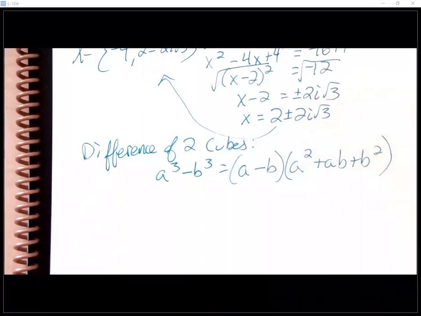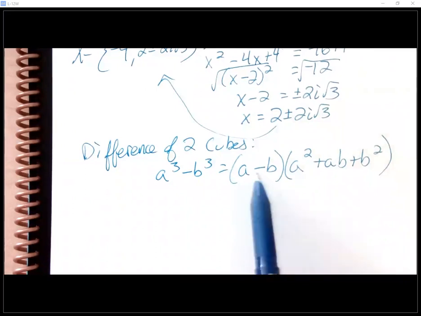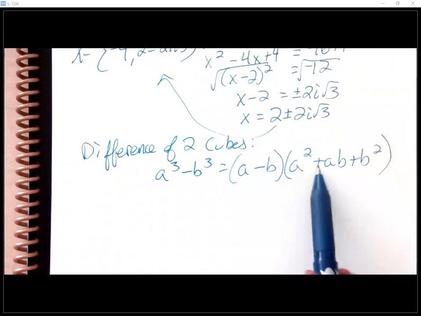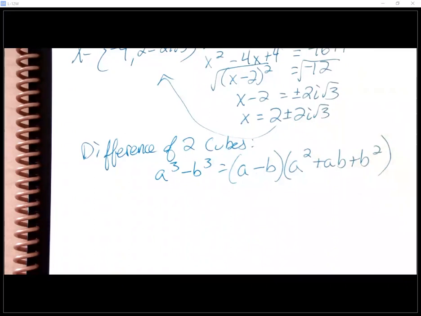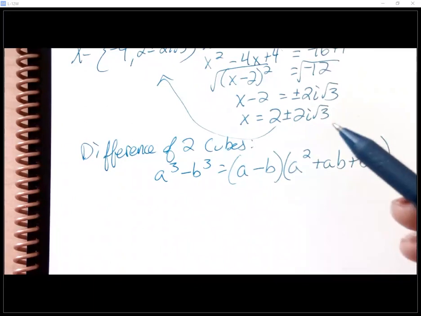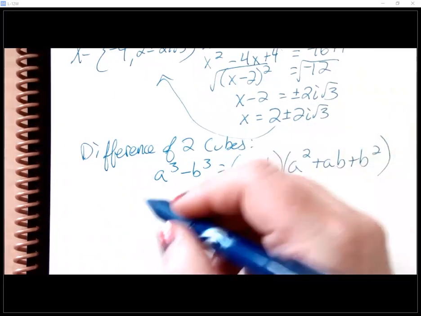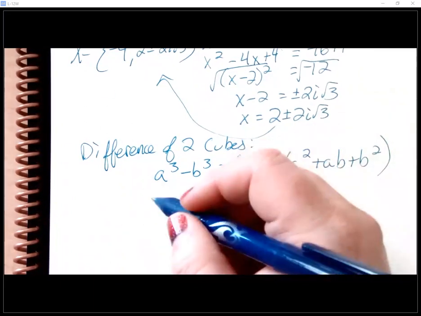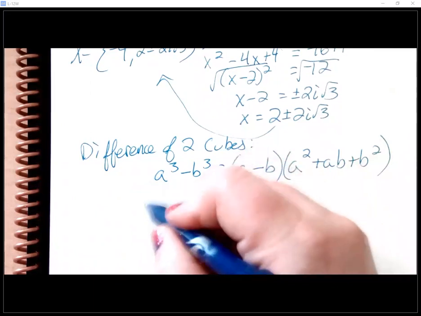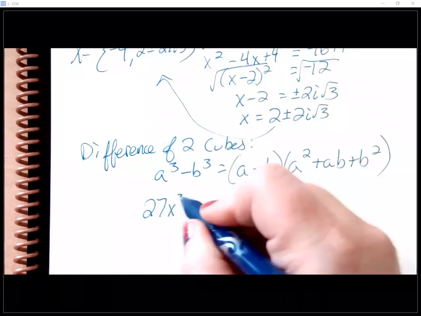So if you compare the two formulas, it's actually pretty much the same. It's just that this is now a minus and this one becomes a plus. But the way I operate is pretty much the same. So let's do an example or two of these, and then we'll be done with that part. So let's do 27x cubed minus 1,000.